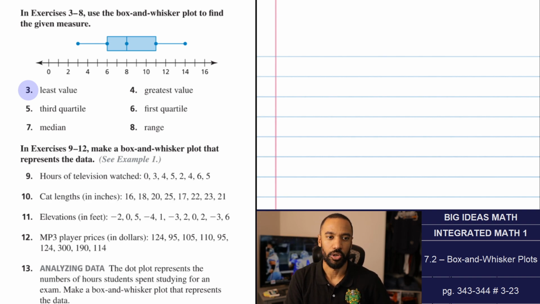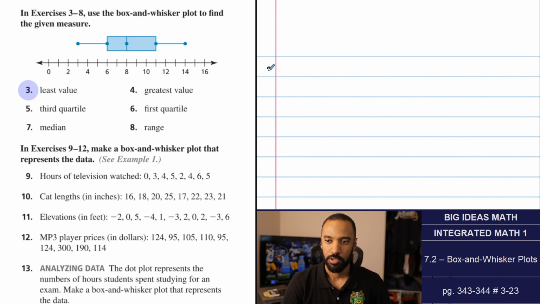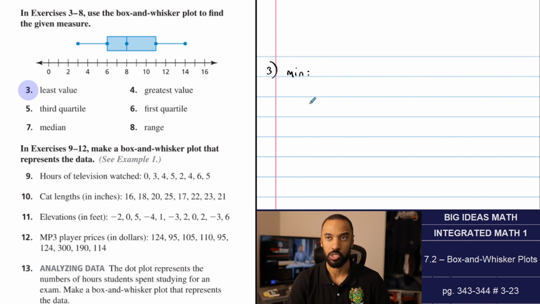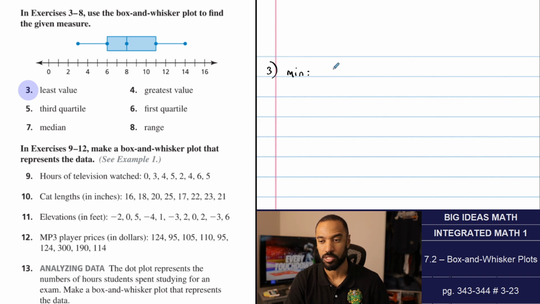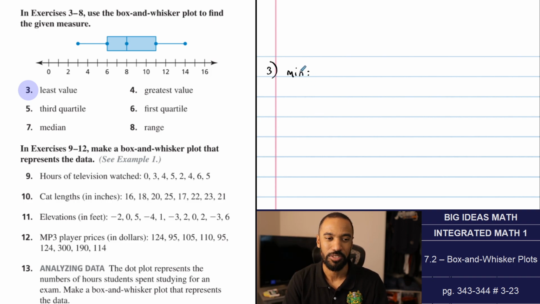We are going to take this box and whisker plot. I'm not going to redraw it. I'm just going to keep it where it is, to find the given measure. They want us to find the least value. I'm not writing least, but I am going to be calling it the minimum. That's what I believe a lot of books and sites will go to. I can't guarantee. Some will say least value. Maybe I'm wrong about that, but I'm going to go for minimum. So least value is the minimum.